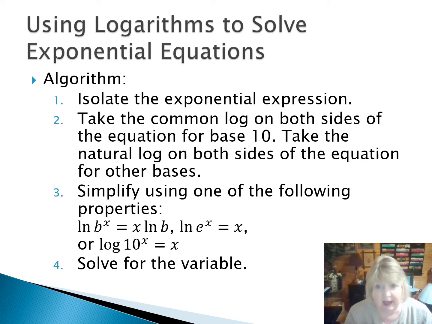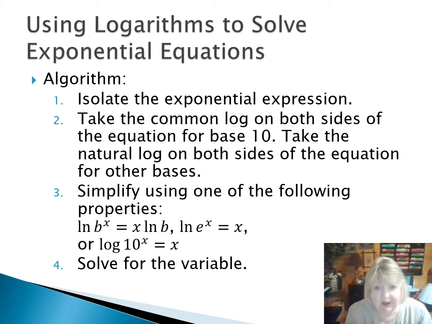In this case, I have an exponential equation that I cannot write as a common base on both sides of the equal sign. So my goal here is, number one, I need to isolate that exponential expression. Once I get it isolated, I pay attention to what my base is. If it's a base 10, I use a common log. But if it's any other base, I tend to use the natural log. So take the common log of both sides for base 10, the natural log of both sides for anything else.